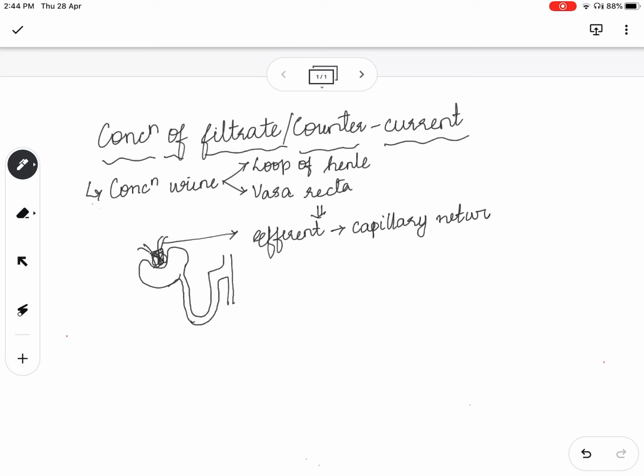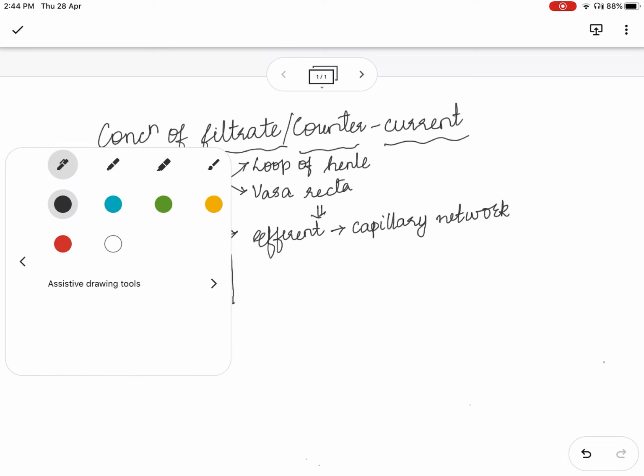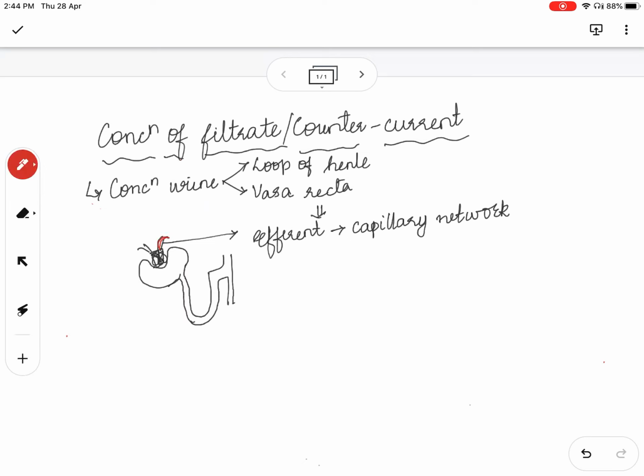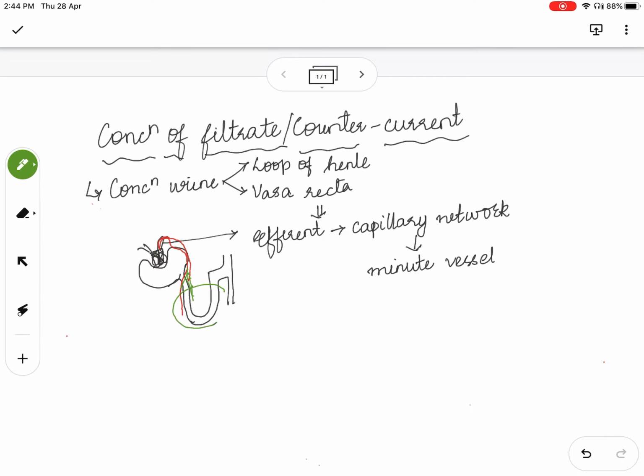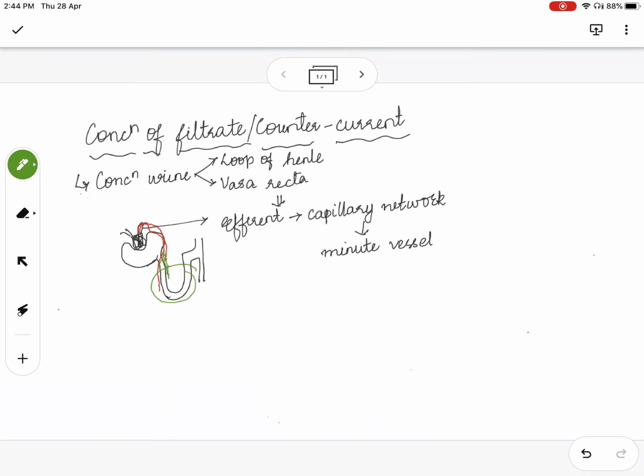I'll show it in the diagram. This efferent arteriole is going to emerge out from the glomerulus, and form a fine capillary network around the renal tubule. Now, from this capillary network itself, there is a minute vessel emerging out. I'll show it in a different color, so the minute vessel, I'm showing it in green color. It is going to emerge out and run parallel to the loop of Henle. So this portion over here is our loop of Henle. It is going to run parallel over here.